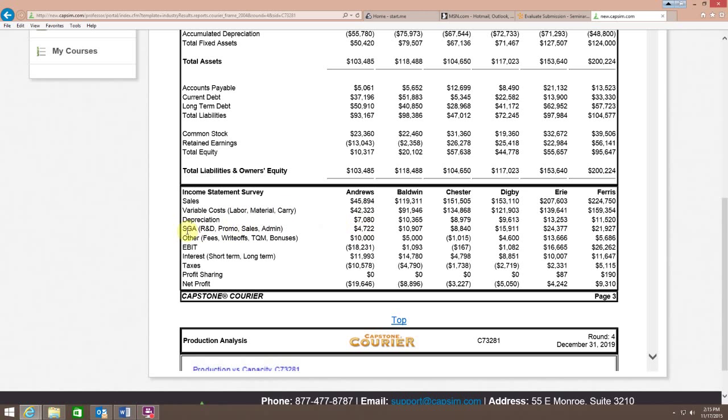It's right here, right? Other fees, write-offs, TQM, and bonus. Okay, boom. So you've got sales, your variable cost, depreciation, SG&A, and then your other. Chester didn't spend any; they had a negative other, but that's huge. If you added that 13.5 million back in, you would be up to over 30 million in EBIT. But your taxes would also be quite a bit higher. Interest, I don't know if that would change much, right?